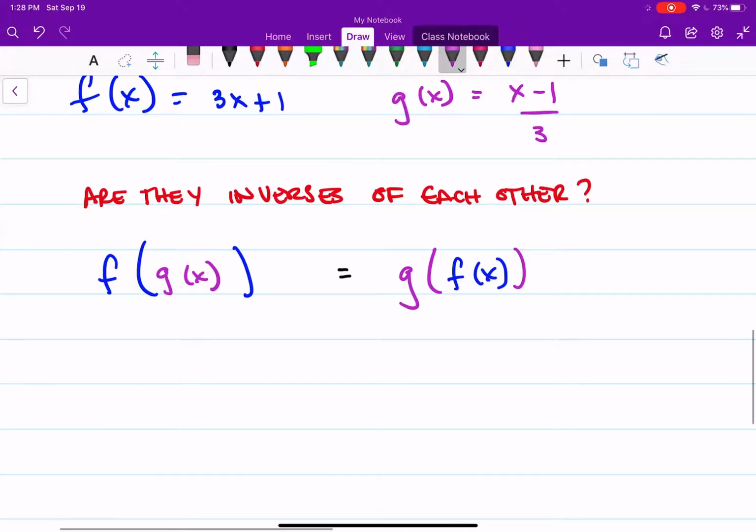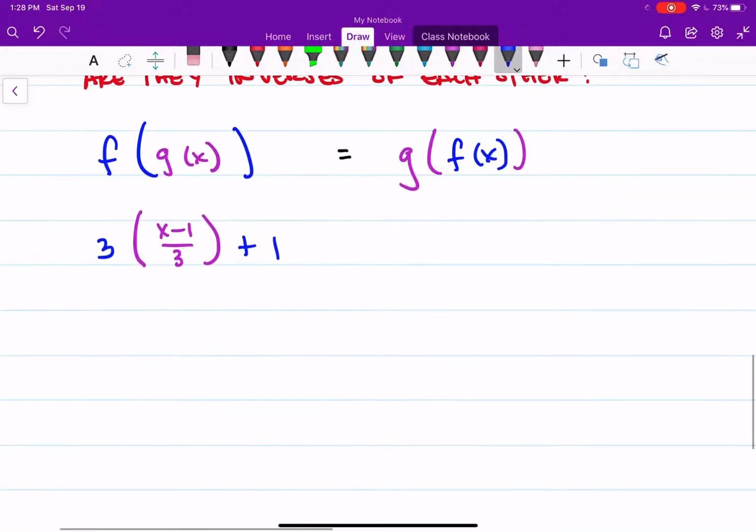And g of x is that. So f of g of x would be 3 times x minus 1 over 3 plus 1. Okay. So what does that give me? The 3 cancels out. I'm left with the x minus 1 plus 1. So I'm left with just plain old x. Okay? There we go. All right.